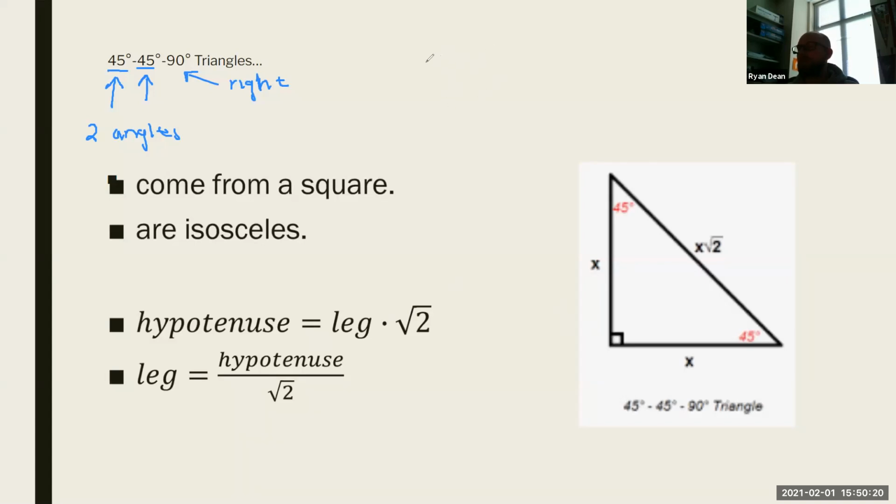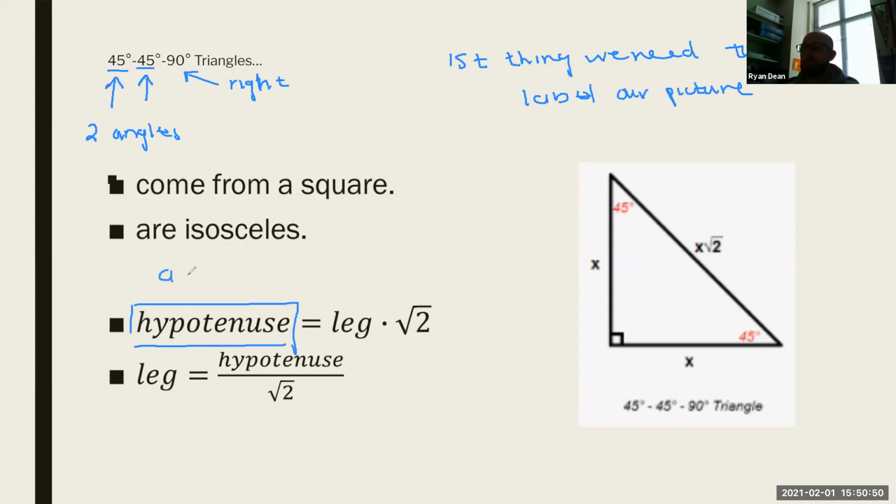So that's the first thing that we need to do. First thing we need to do is to label our picture. Label, label, label. Label our picture. So when we do this, we're first going to identify where the hypotenuse is. So this should be a review for you.